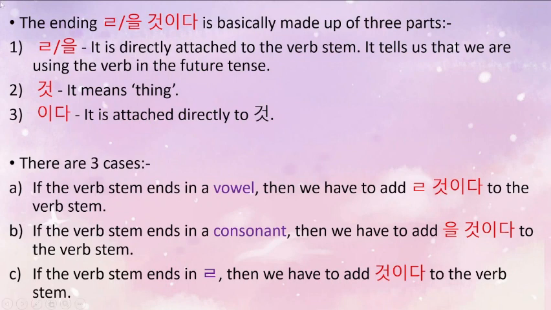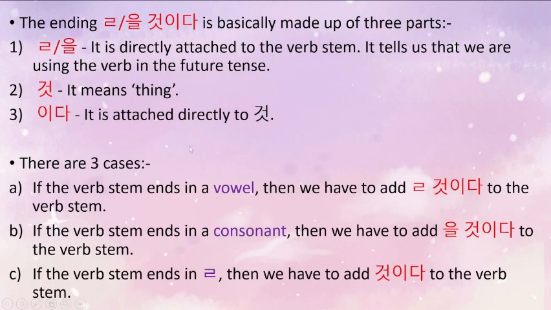Okay, then there is a space. Next comes 것. 것 means thing. We already know the meaning of 것 because we learned this when we talked about how to say this thing, that thing, you know, 이것, 그것, 저것 in Korean language. So that thing, वो जो thing था, वो है 것. Okay, और 것 से क्या attach होता है? 이다. 이다, the verb to be, that is attached directly to 것. Okay, तो जो ending है, वो three parts में divided है, -ㄹ or -을, 것 and 이다.